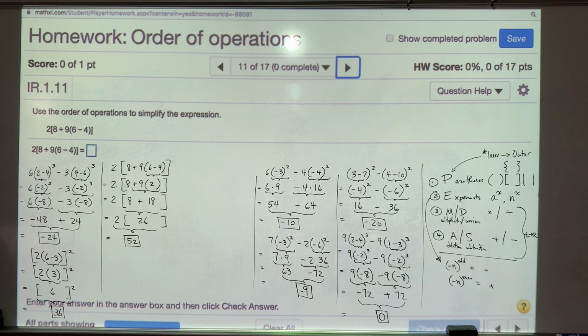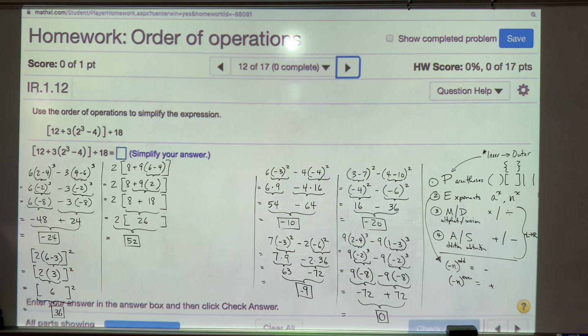Small mistake? Good. You caught it. It's good. Better for you to catch it than me. That means you're your own critic. Everybody okay? Ready to go on to number 12?